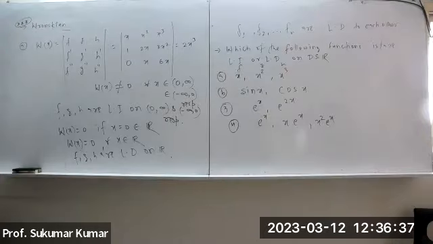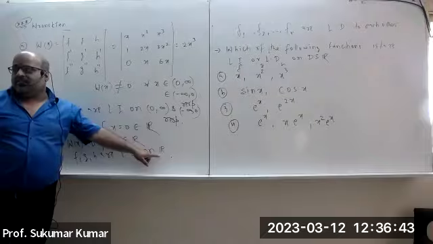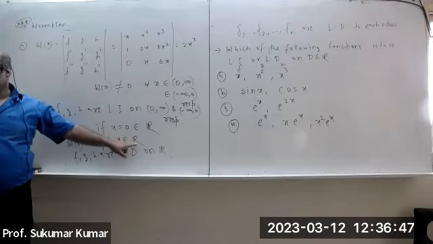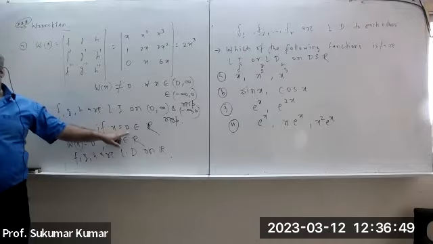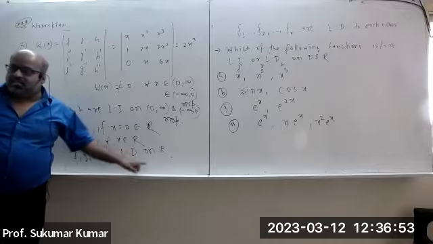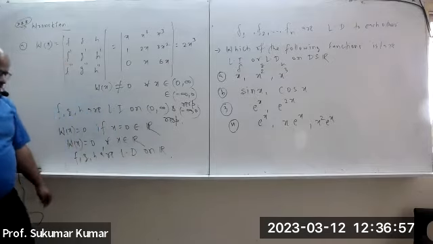Understood? On the full interval they are linearly dependent. So we count that the Wronskian is 0 on the complete domain. Don't think that only at one point 0 is coming; we write it for all, because this is completely dependent on R. Okay.